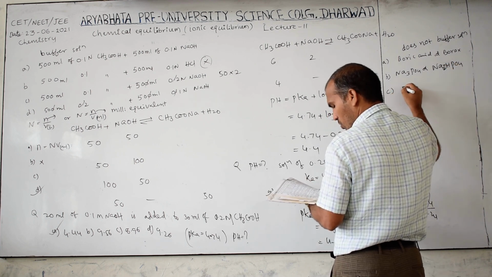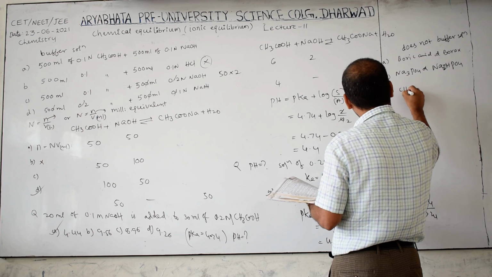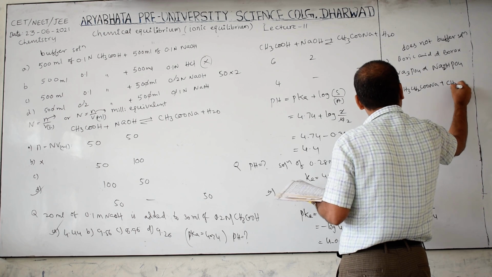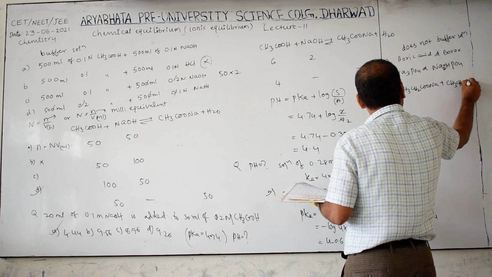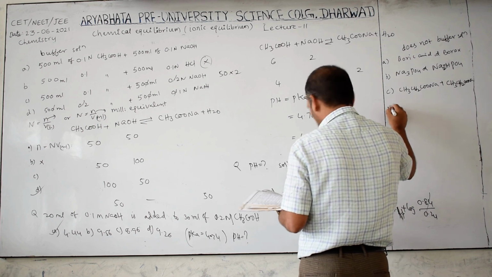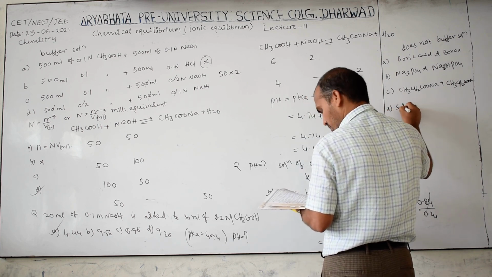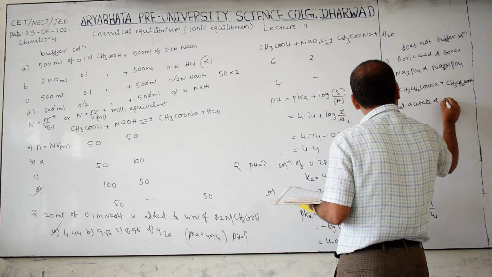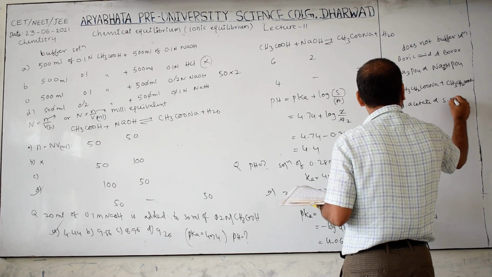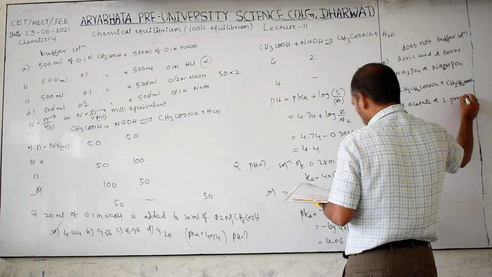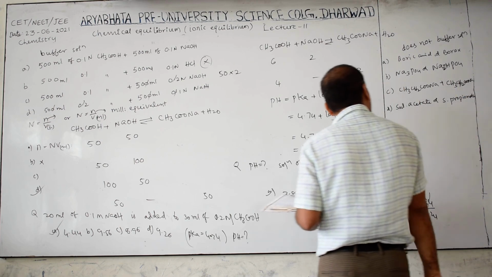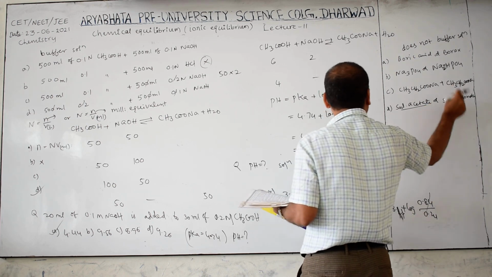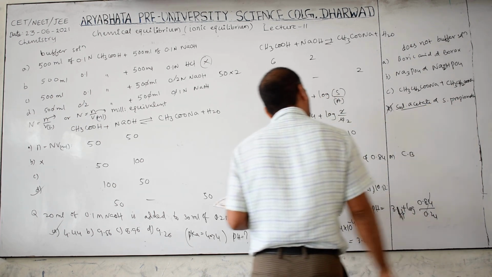C option, sodium propanoate, CH3CH2COONa, sodium propanoate plus propanoic acid, weak acid and its salt, okay. D, sodium acetate, they have given the name, and sodium propionate. This looks like a buffer solution, but acetate is there, and here acetic acid is required, both are salts. Therefore this is not a buffer solution.